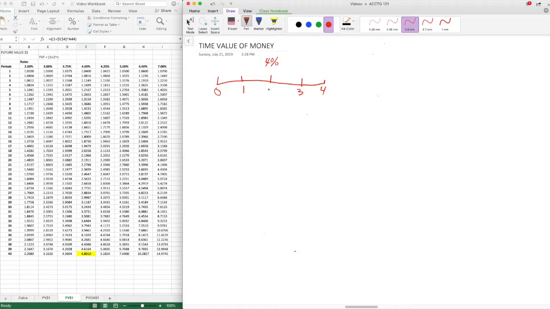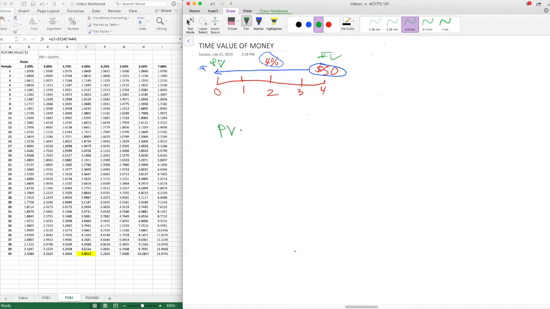Let's say that somebody promises to give us $50 4 years from now. And as it turns out, we are able to earn 4% interest on any money that we have. And so what I want to know is, in this scenario, what is this $50 someone's going to give me 4 years from now worth today? Okay, so we have a future value, and we're trying to find the present value. So how do we do this one?